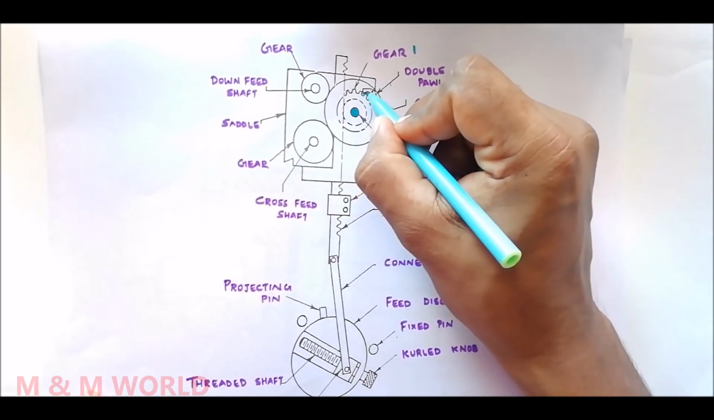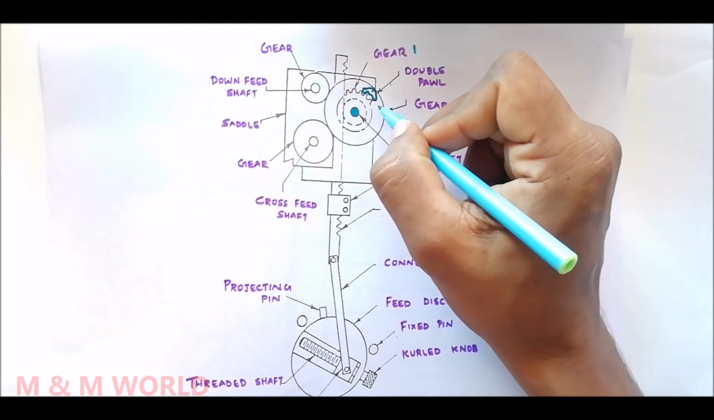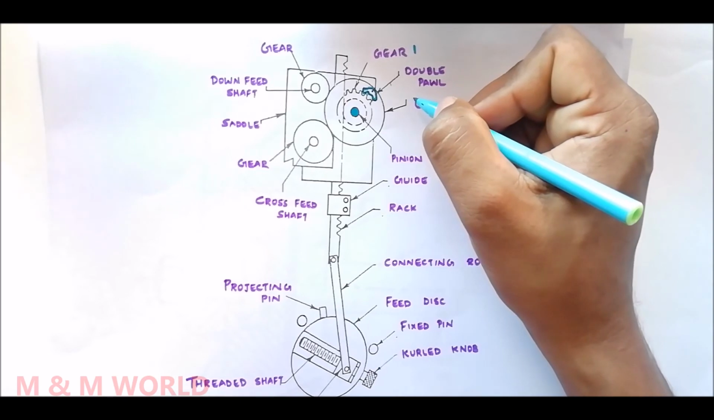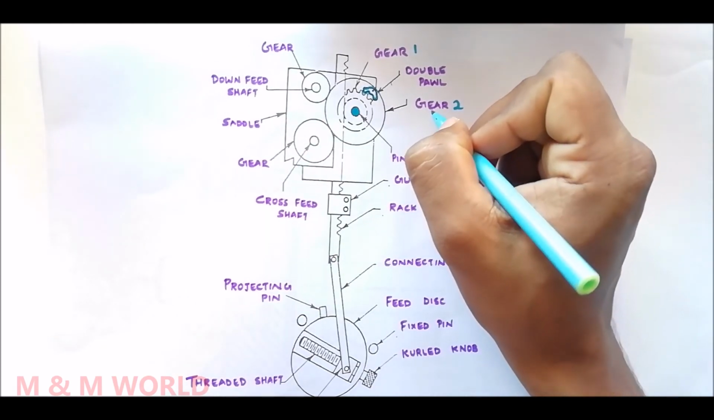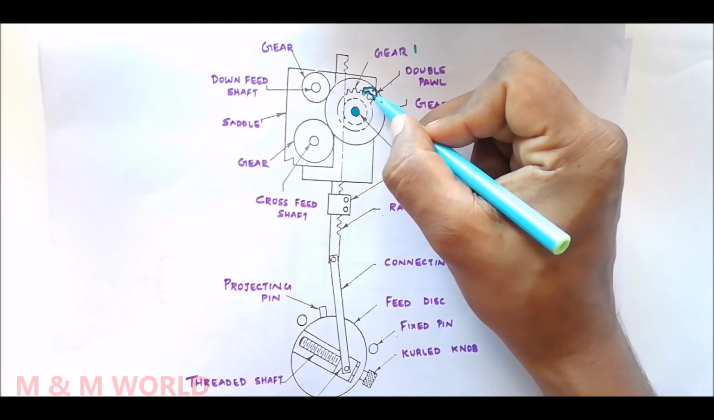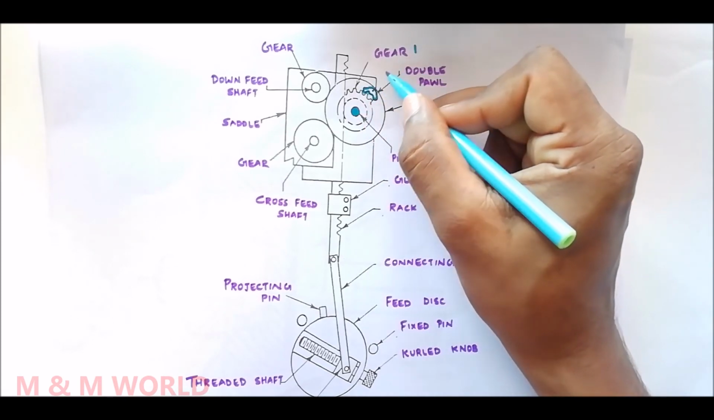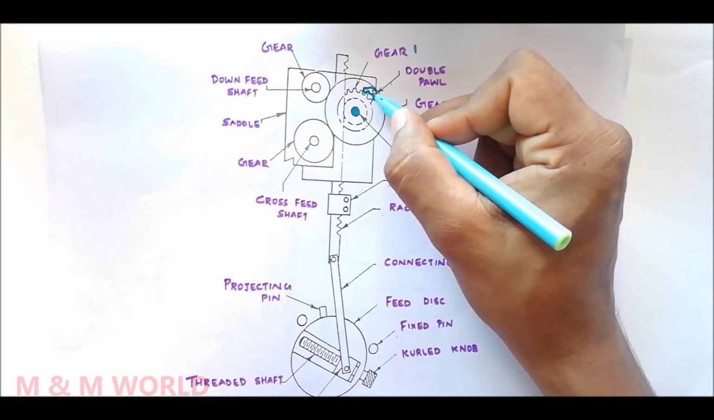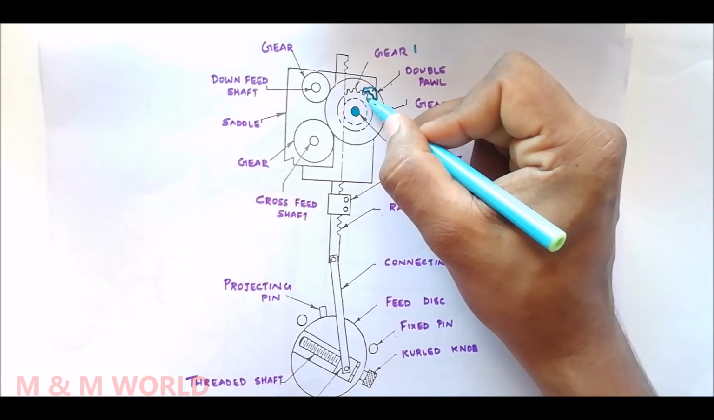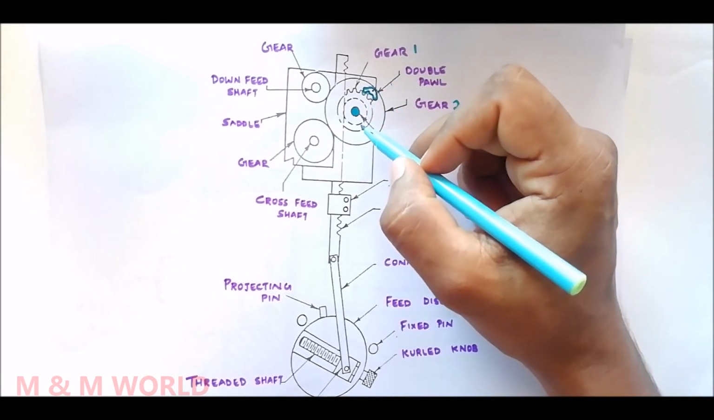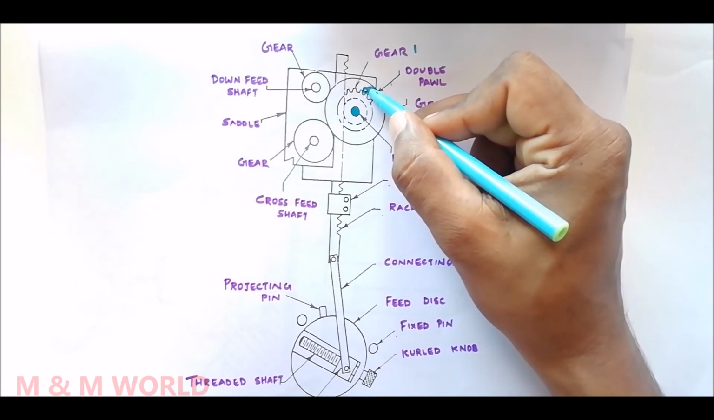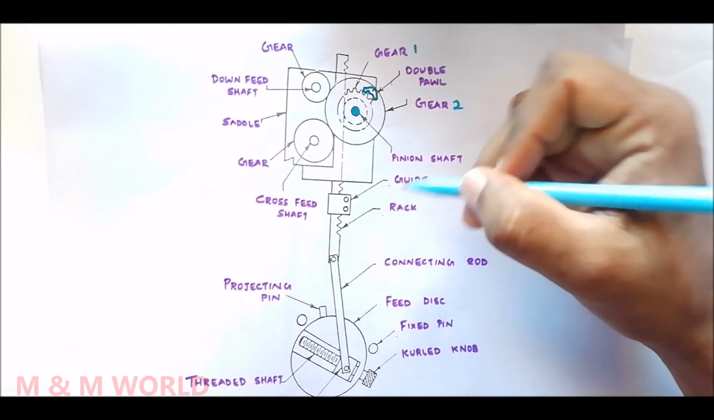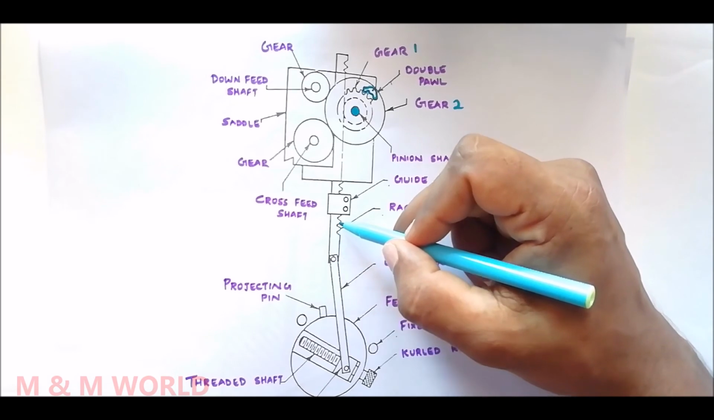And here we can see a double pole. A double pole is pinned on the face of gear 2, and any one end of the pole may be pushed into the tooth space of gear 1. When the left hand end of the pole is pushed into gear 1, the rack moves upward. So during the rotary motion of the feed disc, the rack will move upward.